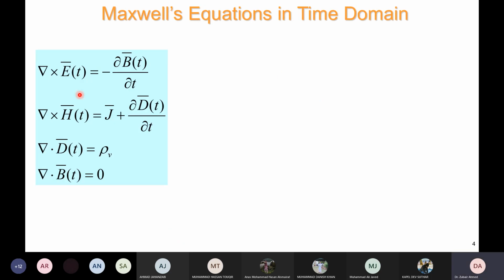We have already studied Maxwell equations. So these are the Maxwell equations in time domain. This is Faraday's law. Then we have Ampere's law with this displacement current term. Then we have Gauss's law for the electric field. And lastly, we have Gauss's law for the magnetic field. So we have four equations in total, two curl equations and two divergence equations.